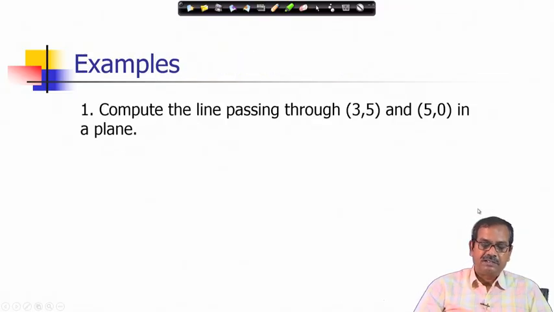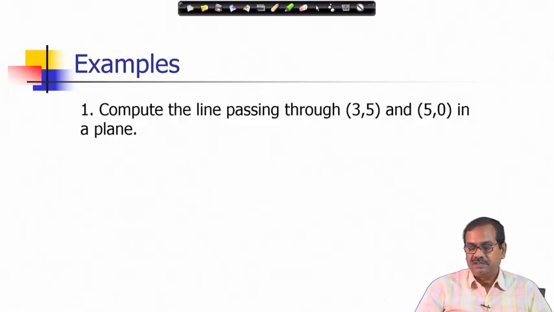One of the interesting applications would be to find the straight line passing through 2 points by applying this method. We have learned this method from simple coordinate geometry, but we can see that these computations can be very briefly summarized using the cross product in projective geometry. So, let us consider this problem: we need to find a line passing through the points (3, 5) and (5, 0) in a plane.